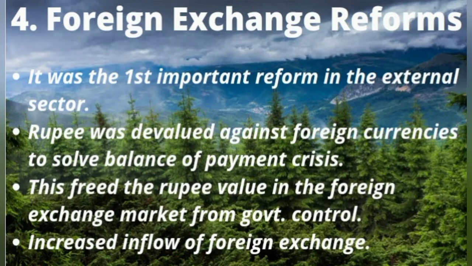So it was the first important reform in the external sector, and the rupee was devalued against foreign currencies to solve balance of payment crisis. Through devaluing the rupee against foreign currencies, this freed the rupee value in the foreign exchange market from government control and increased the inflow of foreign exchange. So devaluing of rupees made our goods cheaper in the foreign market. As a result, the exports increased because the demand for Indian products increased.